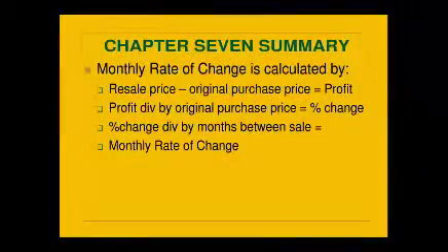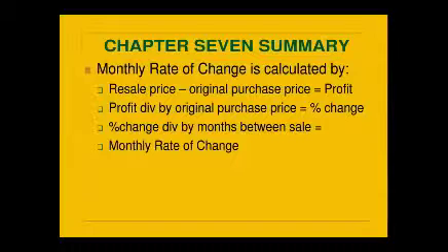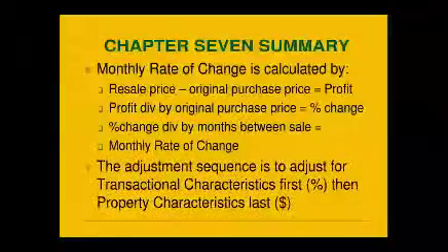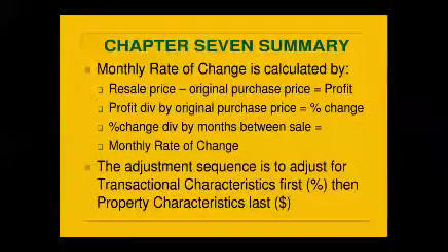The monthly rate of change is calculated by the resale price minus the original purchase price, which equals the profit. We take our profit and divide it by the original purchase price, which gives us a percentage of change. We take that percentage of change and divide it by the number of months between the sale. This gives us our monthly rate of change. The adjustment sequence is to adjust for transactional characteristics first. Remember, those are percentages. Then property characteristics, which are dollar values.